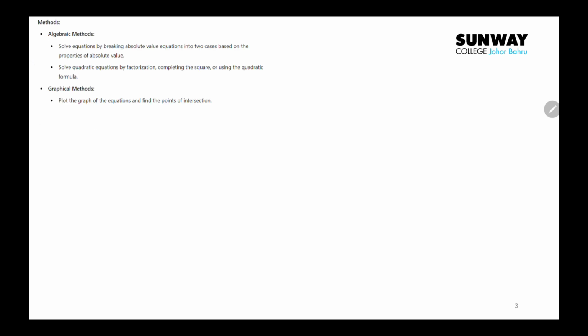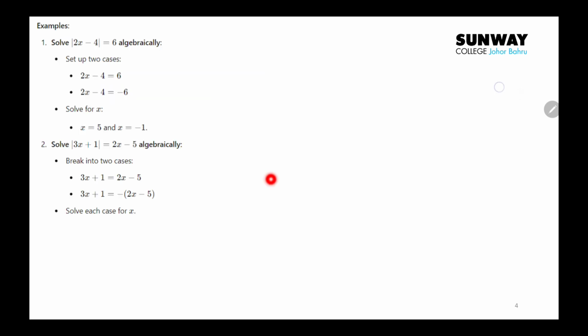You can solve an absolute equation using the algebraic method, which is you're going to break it into two cases. Then you're going to solve the overlap regions, and you're going to conclude and present the final answers. You can also solve it using the graphical method. We're going to focus on the algebraic method first.